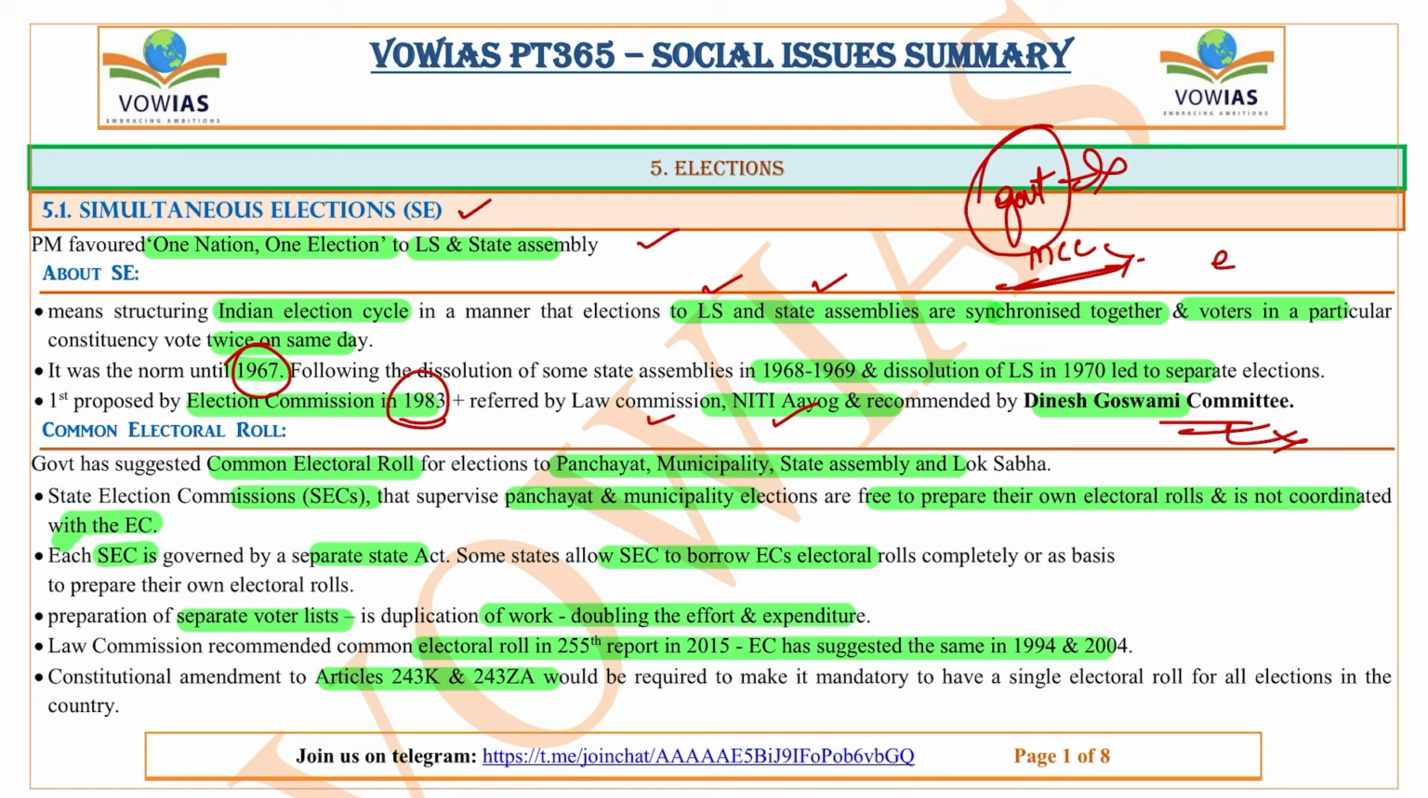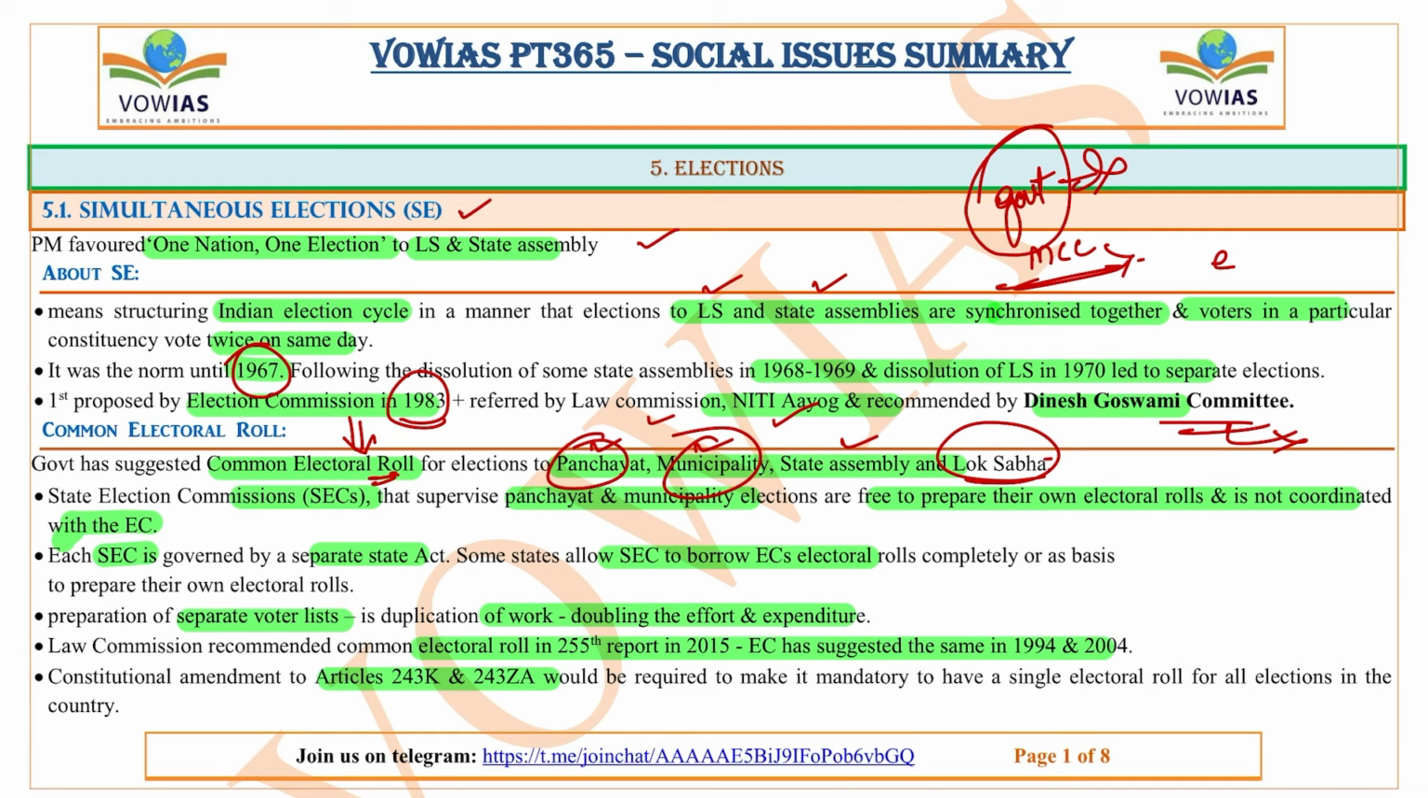And the government has also suggested a common electoral roll for the Panchayat, Municipality, State Assembly and Lok Sabha. Because normally, when different electoral rolls are prepared separately for Panchayat, Municipality, State Assembly and Lok Sabha, money is getting wasted and the work is being duplicated. So to avoid such things, to make sure that resources are not wasted, the government is suggesting a common electoral roll for Panchayat, Municipality, State Assembly as well as the Lok Sabha.